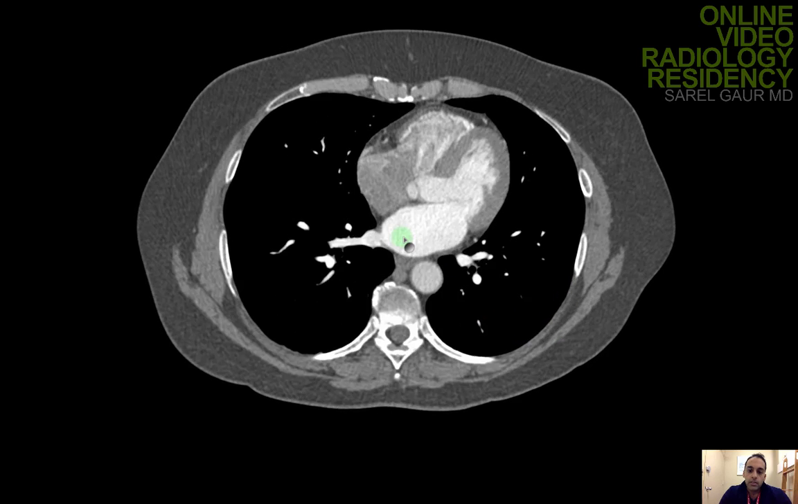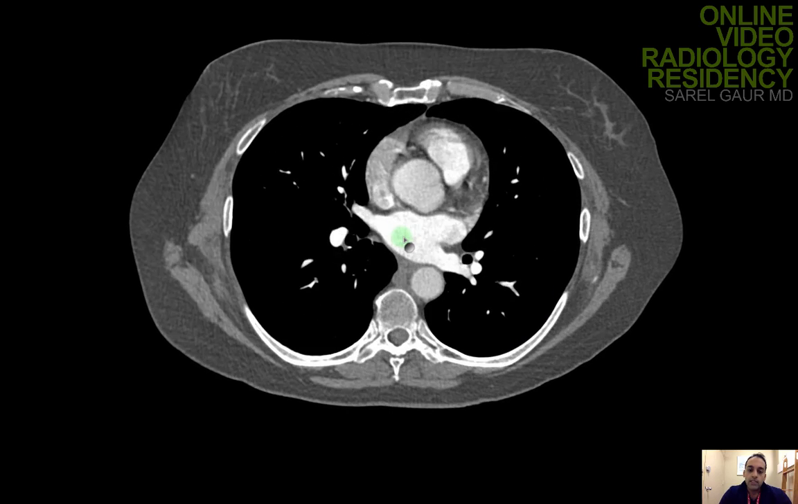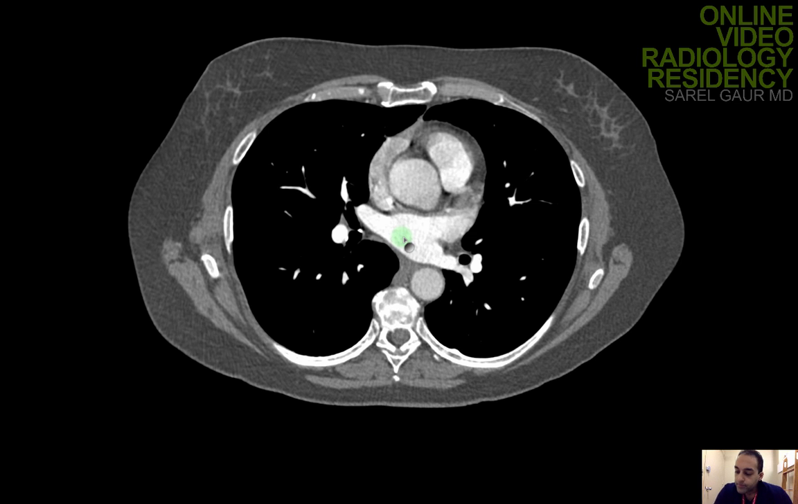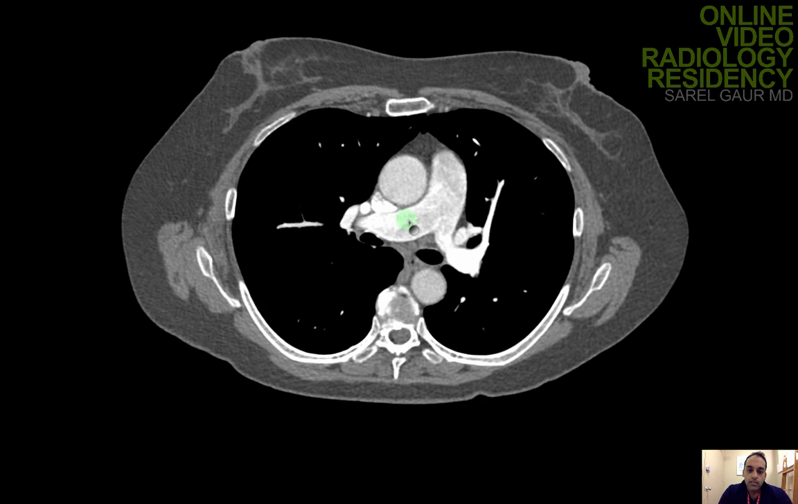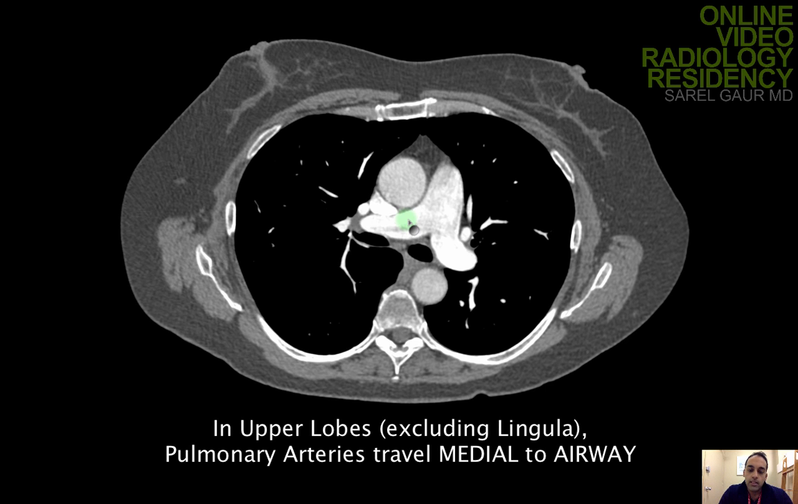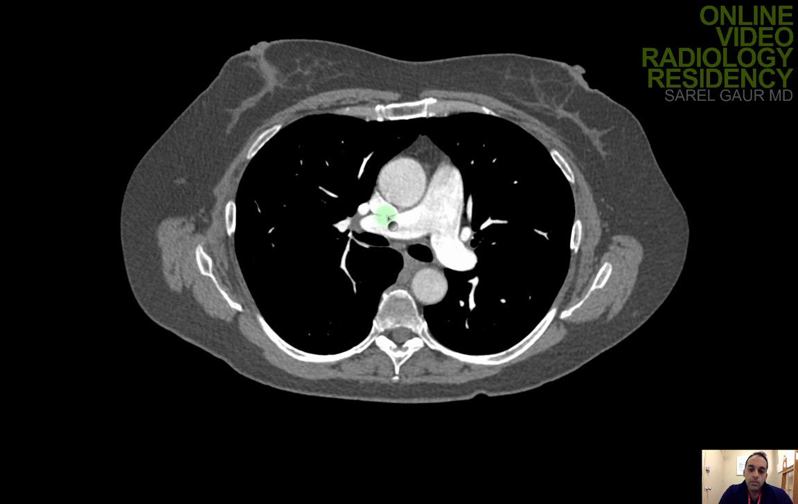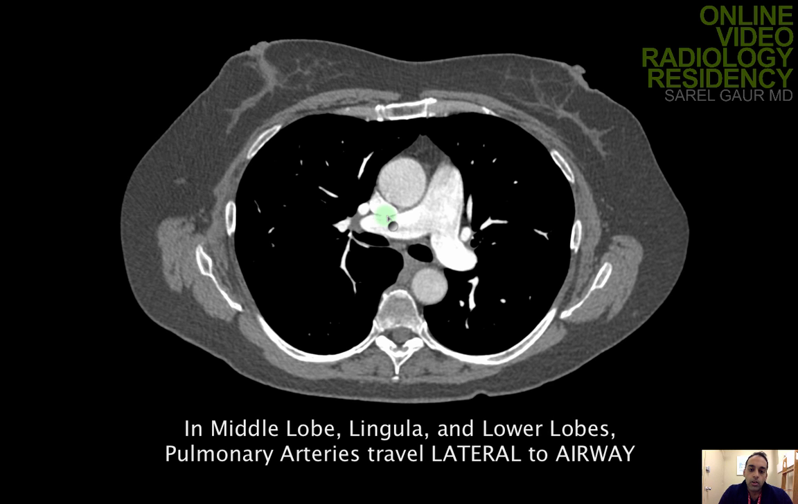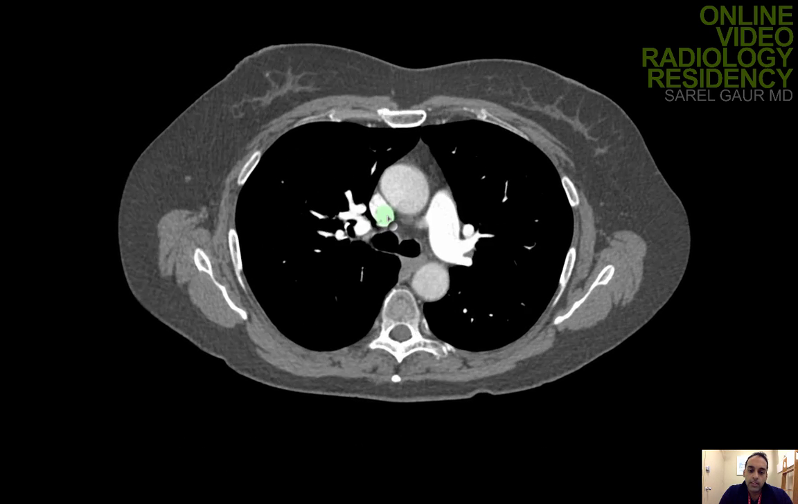Now, one major thing about interpreting these studies is we want to make sure that we are not confusing a pulmonary vein for a pulmonary artery. So what I'm going to do is talk a little bit about a few rules of how to make sure you can tell which is which. So the rules basically for interpretation and to make sure that you're looking at an artery, not a vein, is when you're looking in the upper lobes, and the left upper lobe excluding the lingula, the pulmonary artery is in general going to be medial to the bronchus. In the middle lobe, lingula, and both the lower lobes, the pulmonary artery generally is going to be lateral to the airway. So that helps you localize when you're in the axial plane.